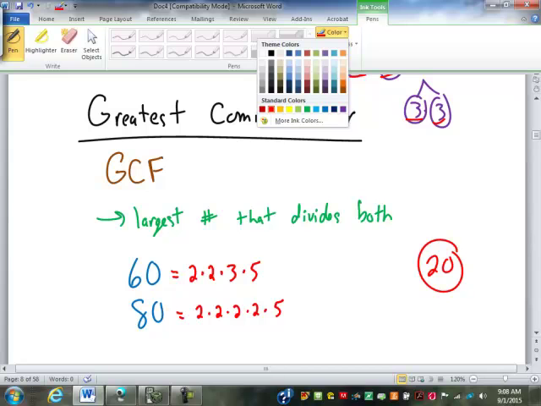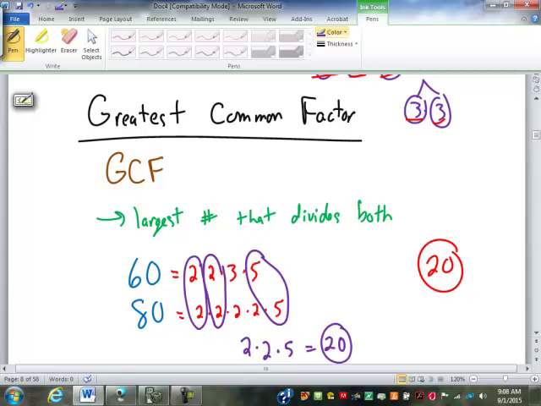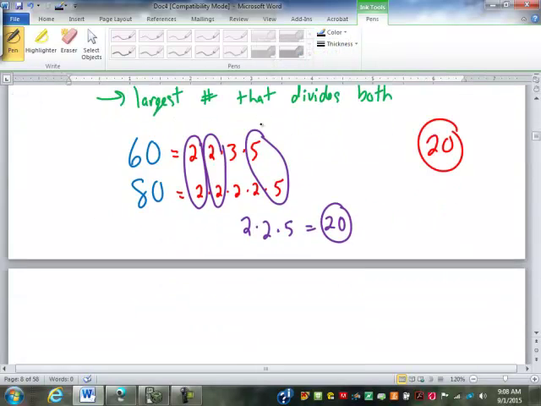The greatest common factor is a combination of all common factors. They both have a 2 in common. They both have another 2 in common. Is there anything else they have in common? A 5. So the common factors here are 2, 2, and 5. 2 times 2 is 4 times 5 is 20. 20 is the greatest common factor. It's a combination of all the common factors put together.